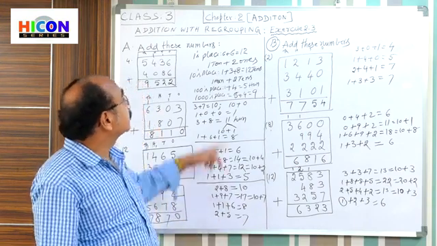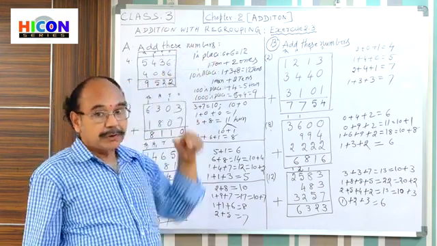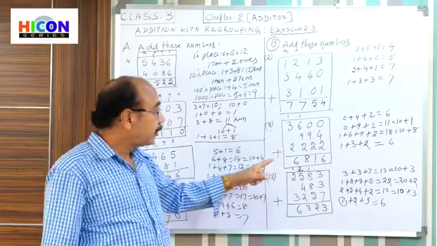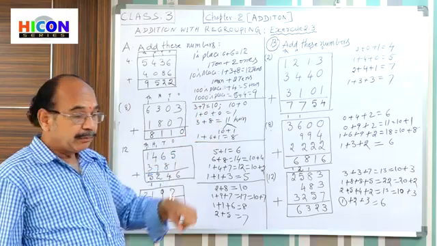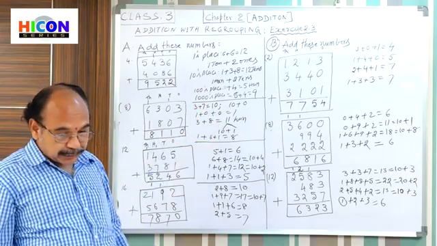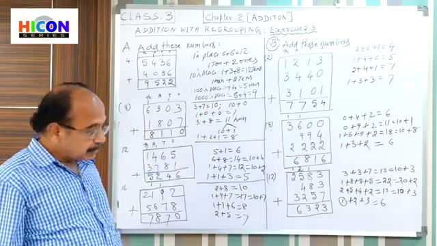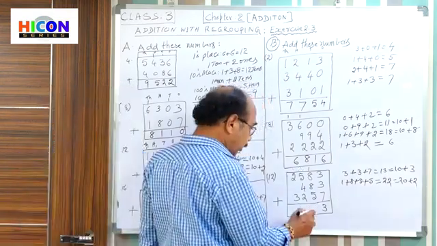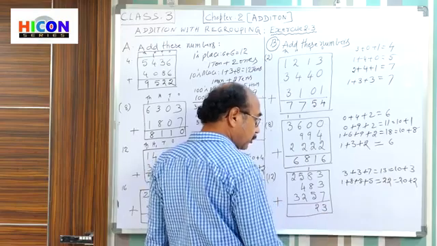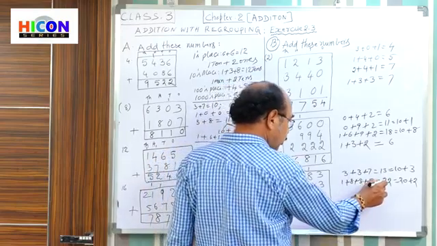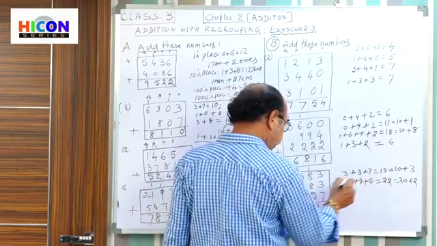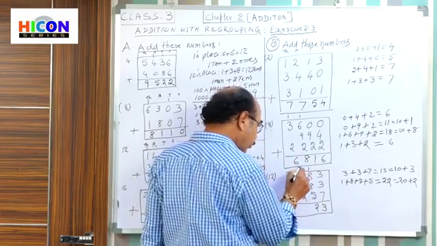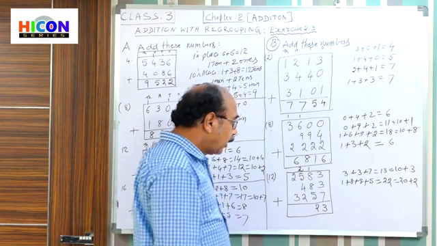Like this, this is regrouping. By regrouping, we added the given numbers. This is the procedure of adding the numbers by regrouping. 2 we write in the tens place, and this 2 we carry. We carry 2 here in the hundreds place.